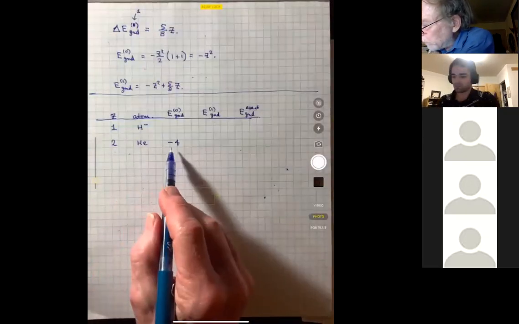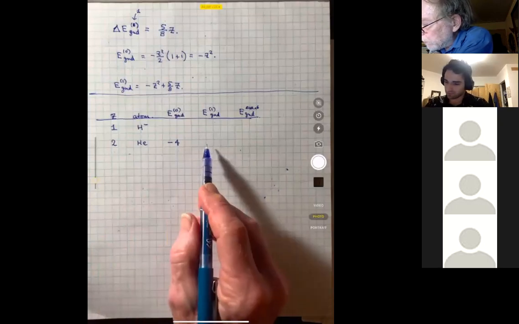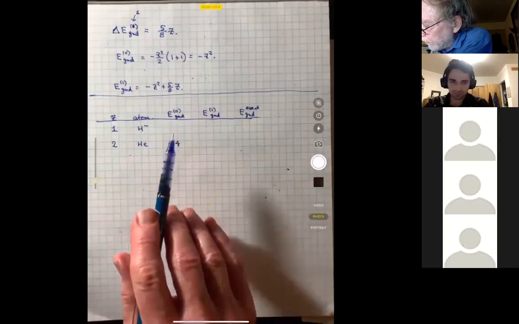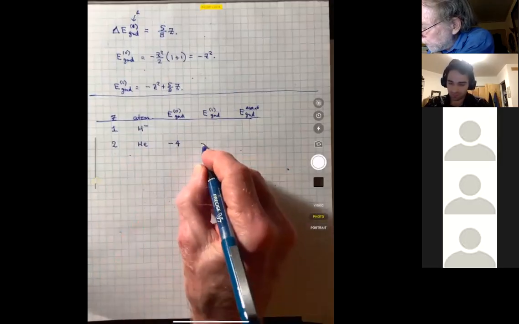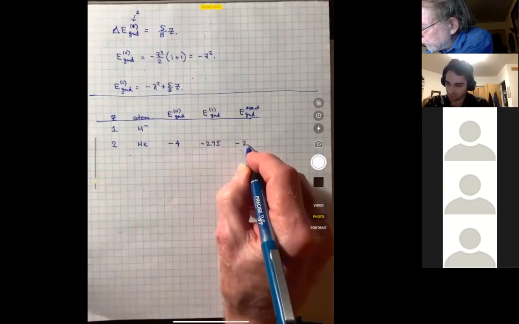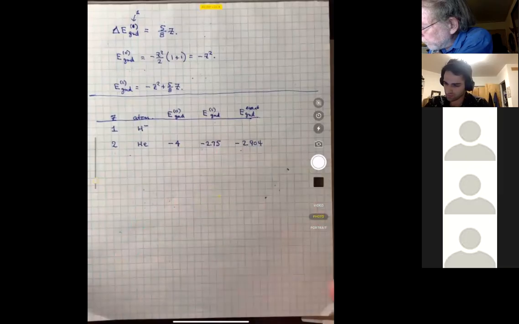So -4 was the unperturbed energy. What happens when we add the correction? It's 5/8 Z, so that becomes 5/4, 1 1/4. 1 1/4 added to -4 gives me minus 2.75. And this compares to the actual ground state, which is 2.904.